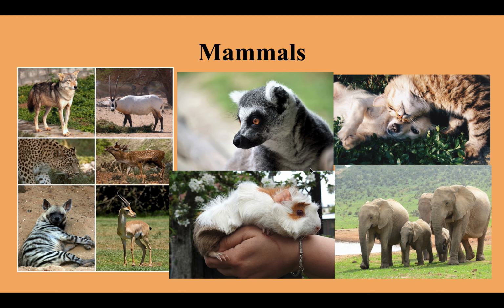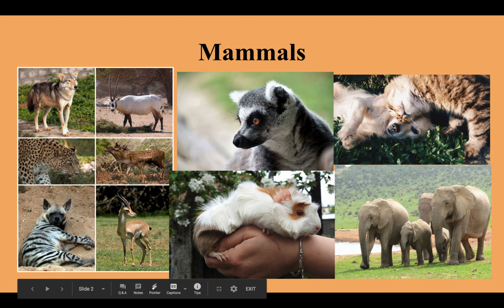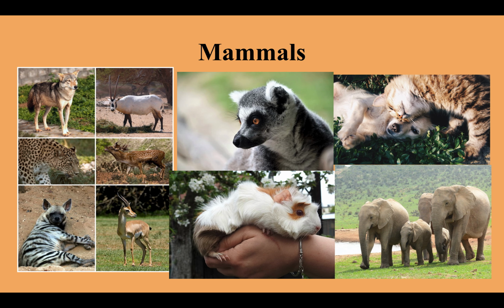Okay, so another word we're going to be going over is mammal. Do you remember that elephants are mammals? And here we have some examples of mammals. We see a wolf, a leopard, a lemur, a cat, a dog, a dog and a cat, guinea pig, and elephants, and a hyena here. The majority of mammals have fur, and also their babies drink from their mother's milk, and they're warm-blooded too.